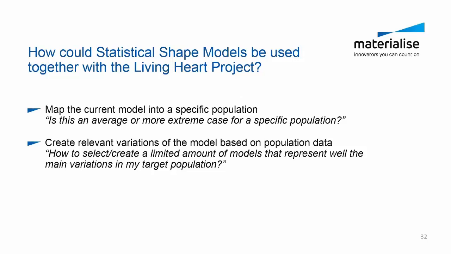I think one of the last things that I wanted to wrap up on is really looking at how statistical shape modeling can be used together with the Living Heart Project. One of the ways we've seen it used is mapping a current model onto a specific population. So understanding a specific case, let's say if you have a population mapped already and a specific case comes in and it was challenging, finding out why it was challenging, in what ways, rather than just learning that the case was challenging.